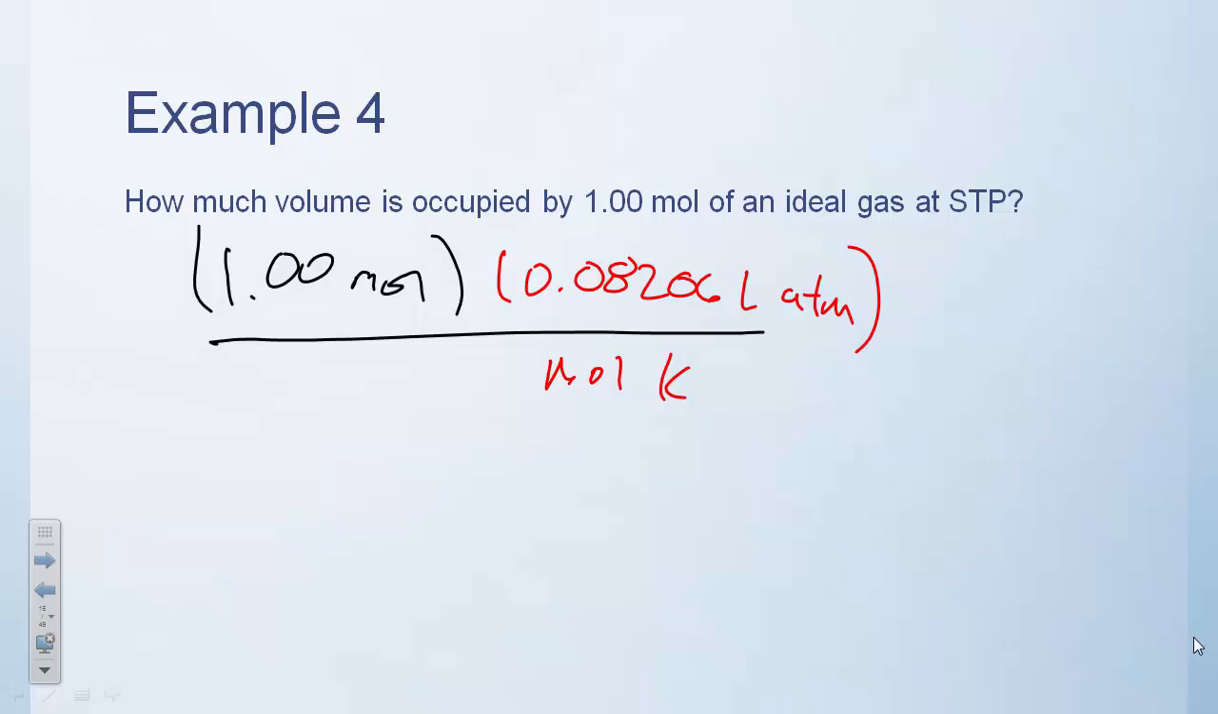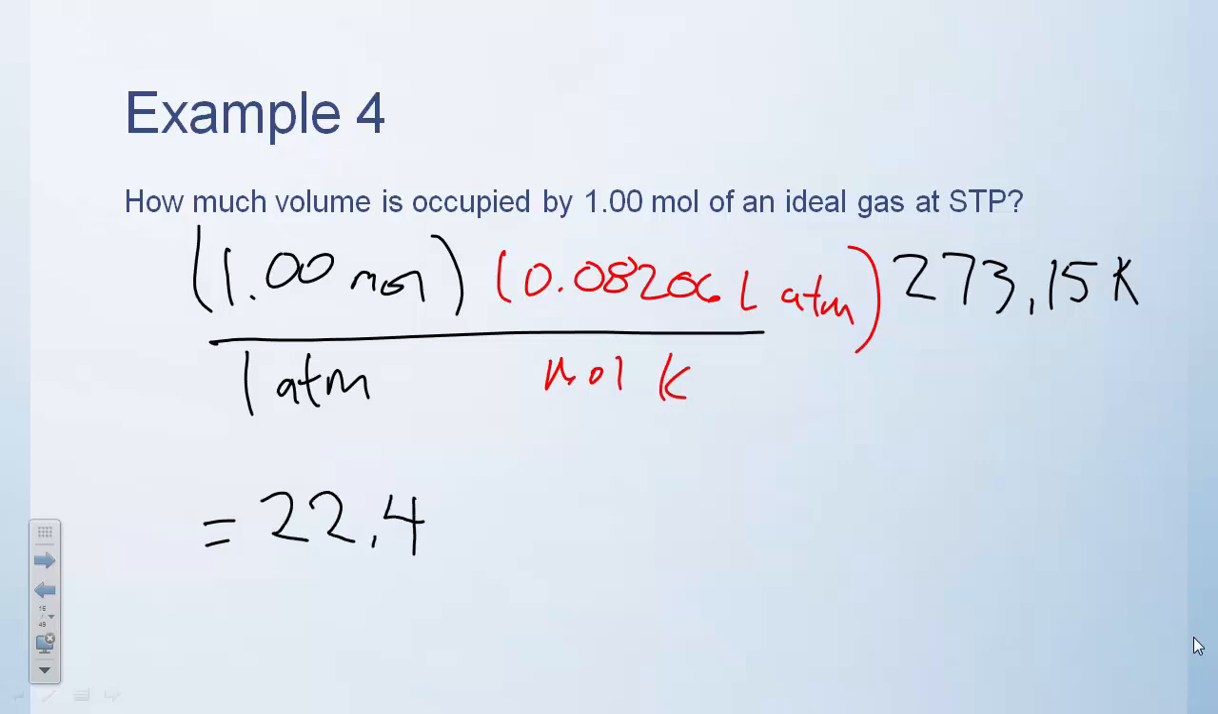Alright, and we were at 273.15 Kelvin. Okay, you will need to learn standard temperature and pressure so that when people say that, you know what they're talking about. And then the standard pressure was 1 atmosphere. And plugging everything in here, we find that the volume is 22.4 liters.